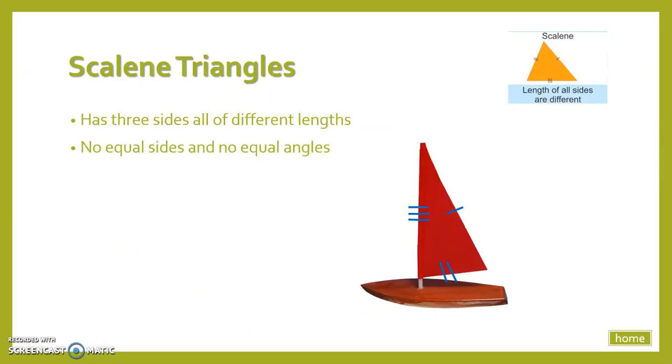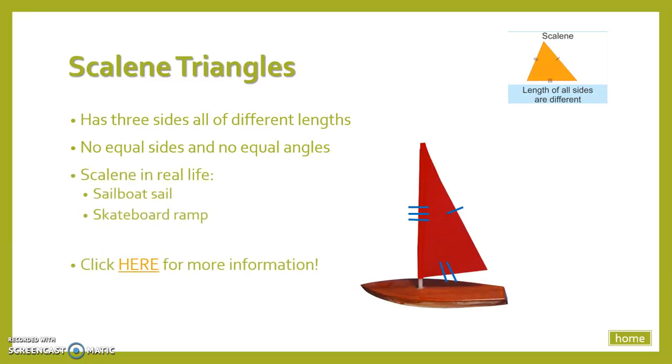The first one that we're going to talk about is the scalene triangle. The scalene triangle has three sides, and they have to be all different lengths. So no equal sides and no equal angles. A lot of you are always asking, how does this apply to real life? Well, with triangles, if you know what kind of triangle you're looking for and know what classifies it, then you'll see triangles in real life and you'll know, oh, that's a scalene triangle, that's an isosceles triangle.